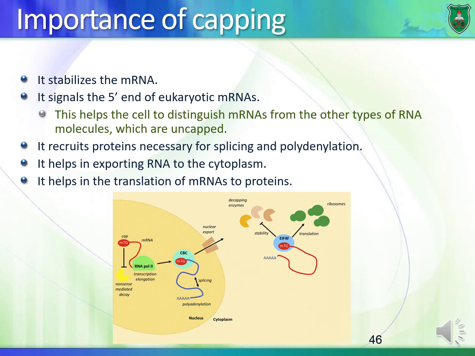The other thing is that capping is important because it brings on the other proteins necessary for splicing and polyadenylation. It's also important because it binds to a protein known as a cap binding protein, and it allows for the transport of messenger RNA out of the nucleus, okay, into the cytoplasm. So any mRNA is not transported out of the nucleus until it gets fully processed, including capping. And once you have a messenger RNA outside and it is capped, capping helps in translating the messenger RNA into proteins.